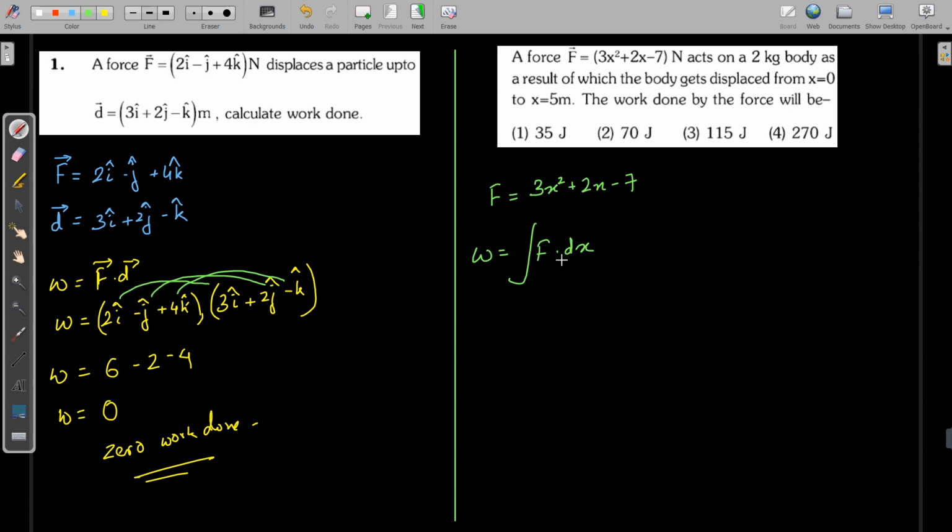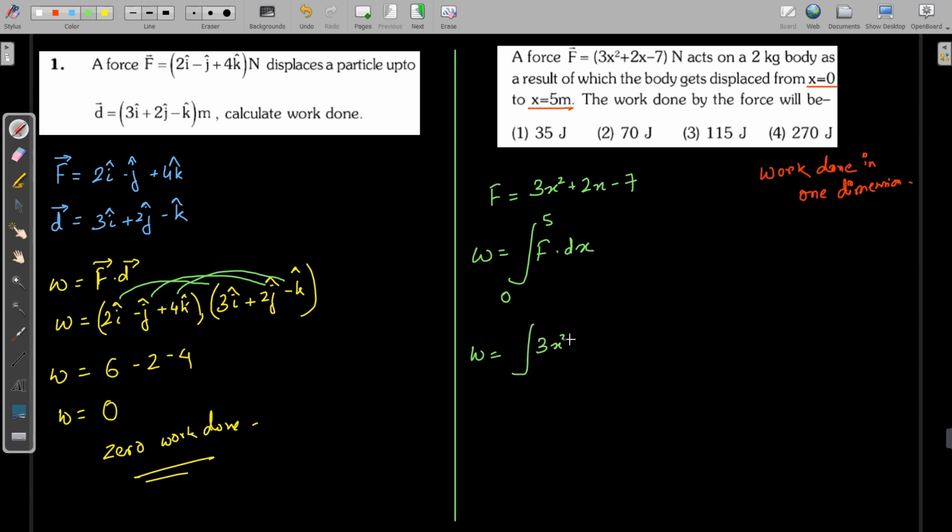Why are we doing F dot dx? Because we can understand it is displaced from x equal to 0 to x equal to 5, that is, the work is being done in one dimension. So when the situation is something like this, W is equal to the integral of F dot dx. What is the initial point? 0. What is the final point? 5.